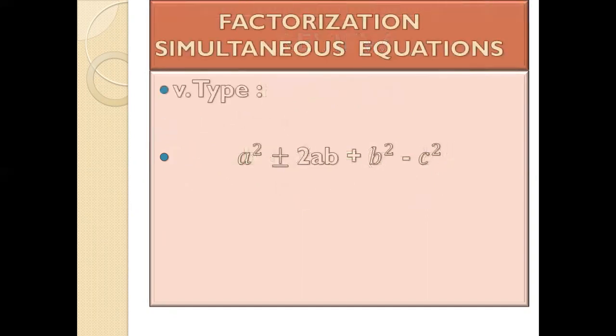Yes, now you see type 5 is a square plus minus 2ab. Plus minus 2ab means in the question either plus is given with 2ab or minus is given, not both signs at a time in one question. Sometimes positive and sometimes negative is given. Plus b square minus c square. You see that the fourth term is separate with minus c square.